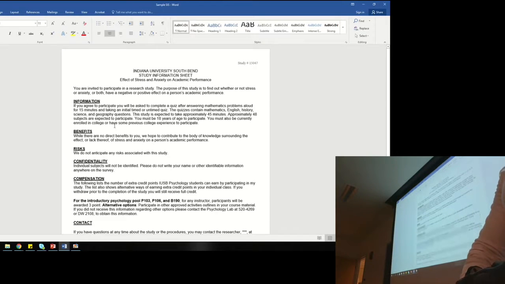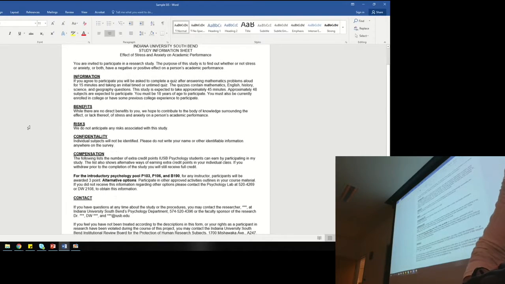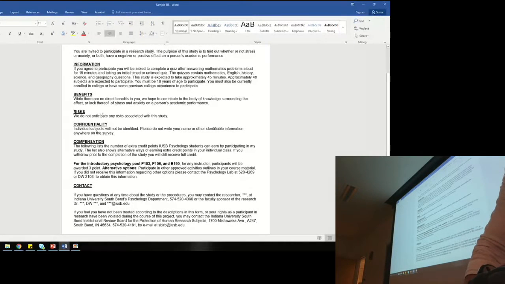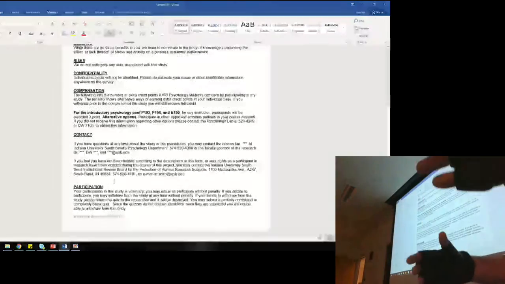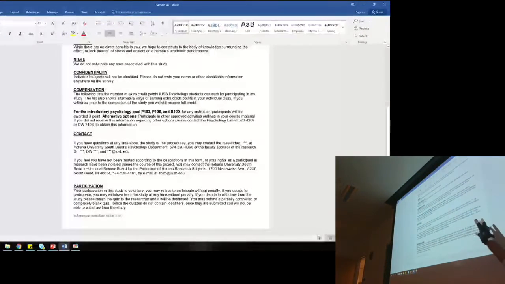They need to be 18 years old or older. There has to be a statement of benefits, a statement of risks, confidentiality, compensation. We have guidelines for the compensation that'll come up next class as well. Who to contact, that'll come up next class as well. But basically, all of the information that you need is in that study information sheet. She'll have more to say about this, but this is basically the first thing that your subjects are going to see.